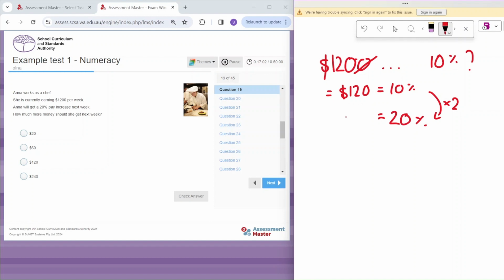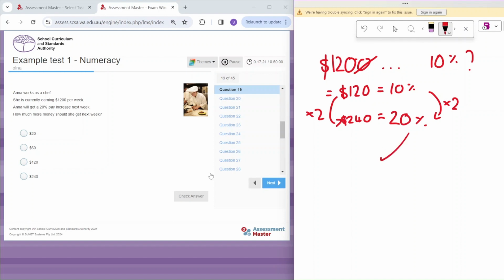What's the rule of equations? Whatever you do to one side, you must do to the other. So if I can double 10 to get 20, I must double 120 to get the new number. So 120 times 2, well, drop the 0. 12 times 2, 24. Then add your 0 back, 240.